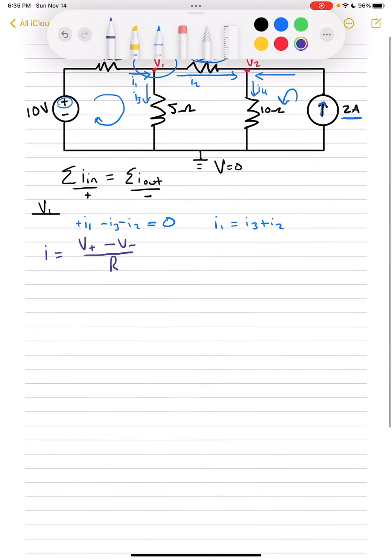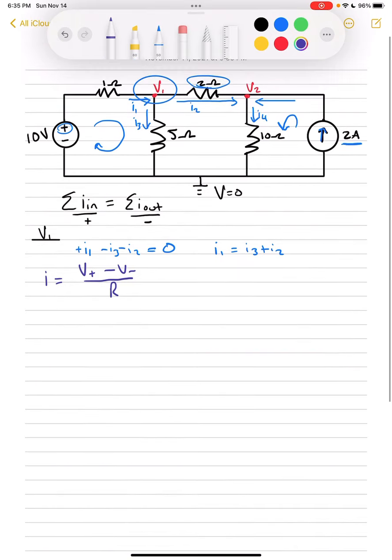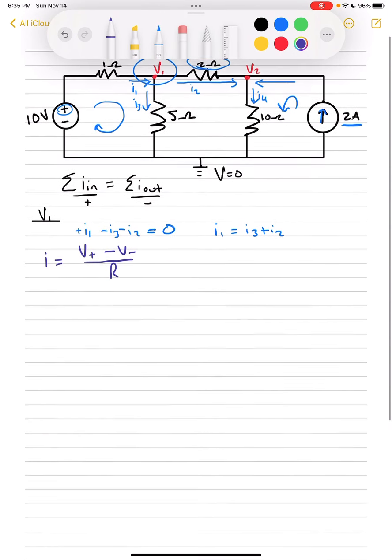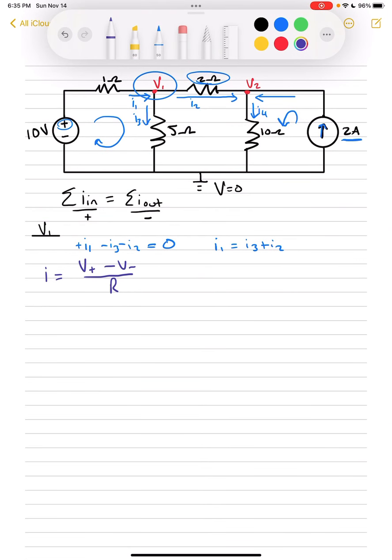And what does this positive and negative terminal mean? Basically, it means that the positive and negative go in the direction of the current. So if this is the current, then the positive side is over here and the negative is over here. And this is called passive convention.